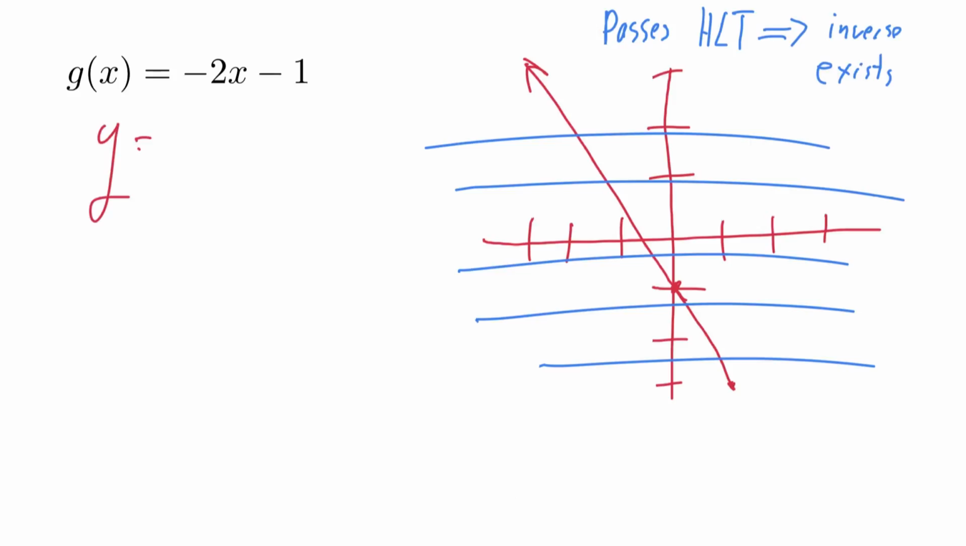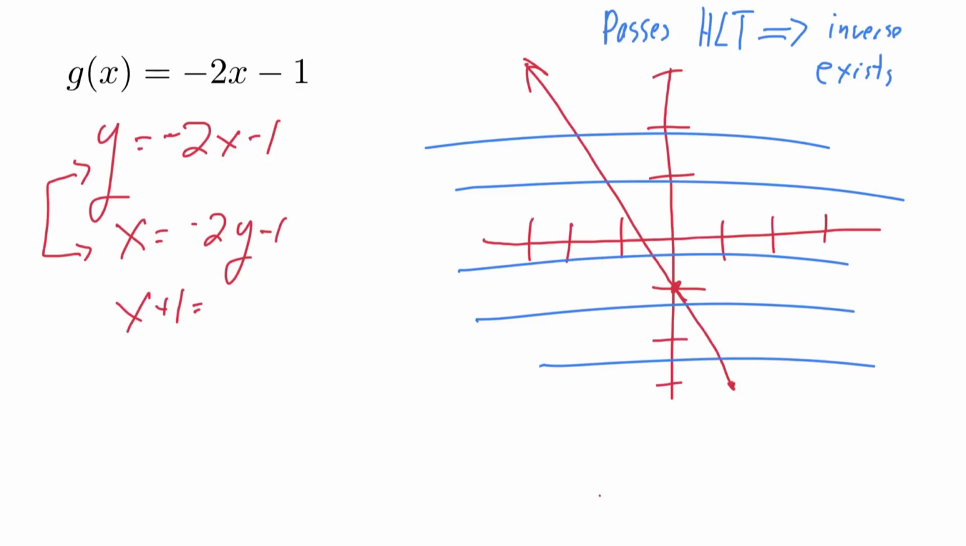Well, I write this as y equals negative 2x minus 1, and then I play the same game where I switch the roles of x and y, and then solve for y. And it's just that simple.